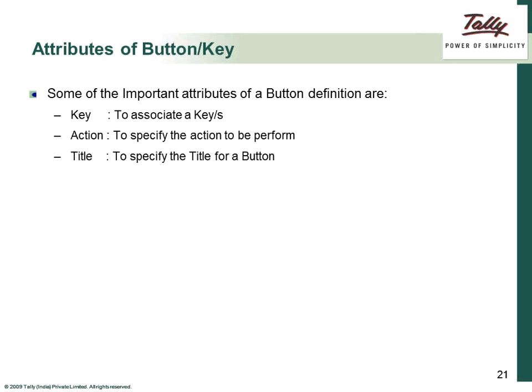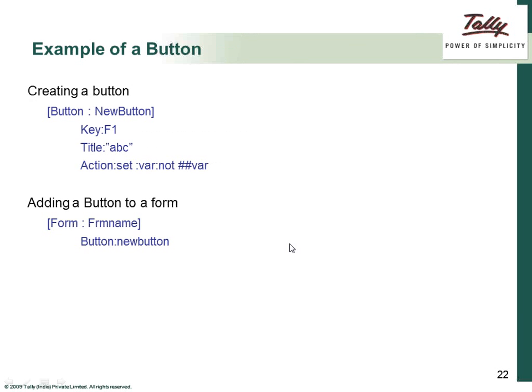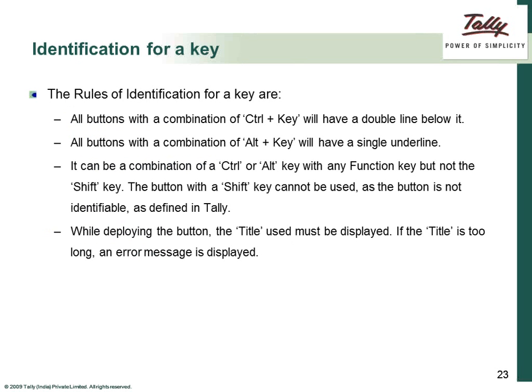Okay? Then there is a button definition: key, name, title, whatever you would like to provide, action, the set action. Okay? Set action is one of the actions that a button performs. There is a list of actions that a button attribute action can perform, but one action, one button. Clear?